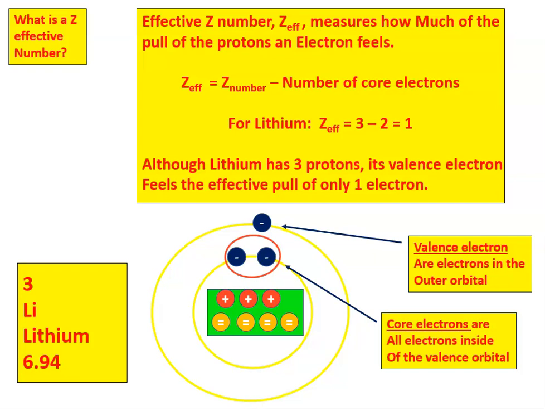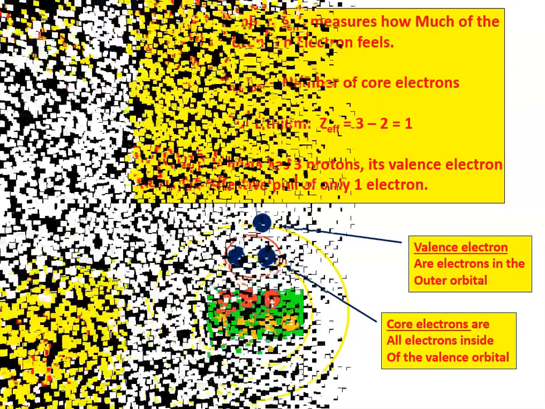And what that means is that that outside electron, that valence electron, doesn't feel the pull of 3 protons, because those protons, remember, are pulling in the electron. It only feels the effective pull of 1 proton. So it's feeling a much weaker pull to hold it to the atom than it might seem. What that means is, and we'll study this in the next few slides, is that electron can be easily removed from the lithium atom because it does not feel the pull of the protons very strongly.